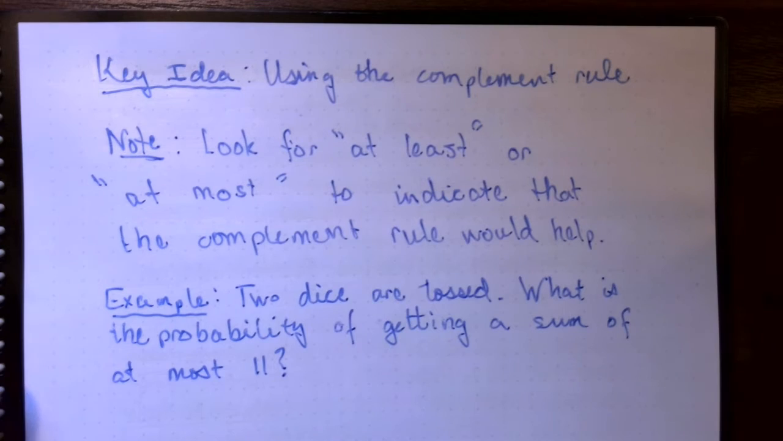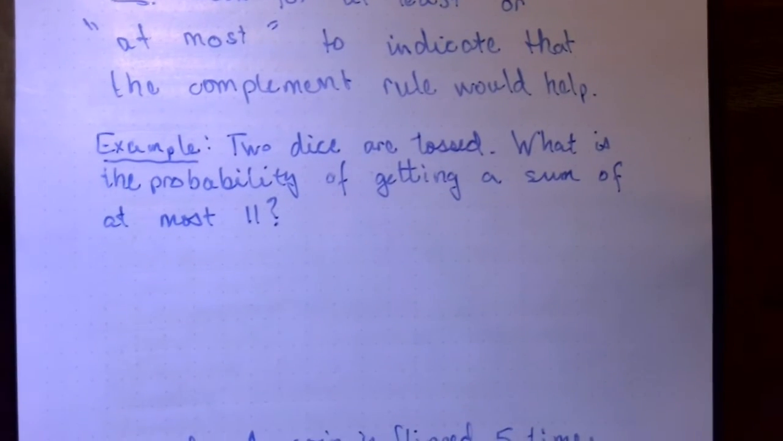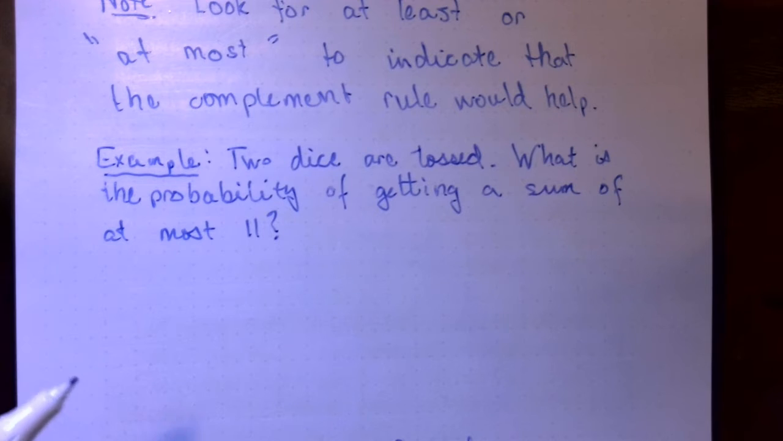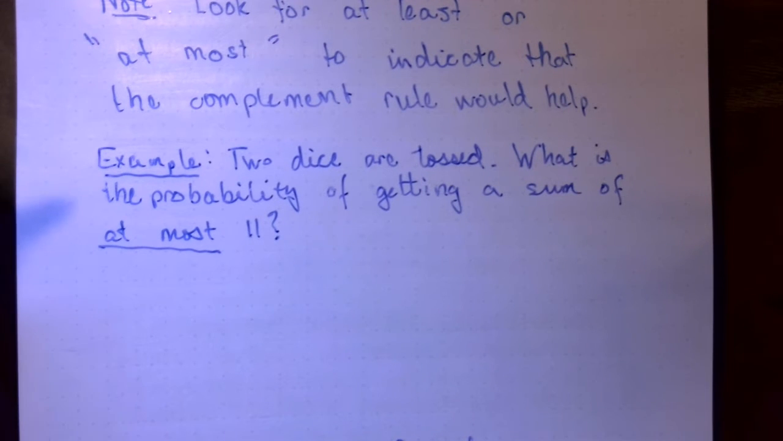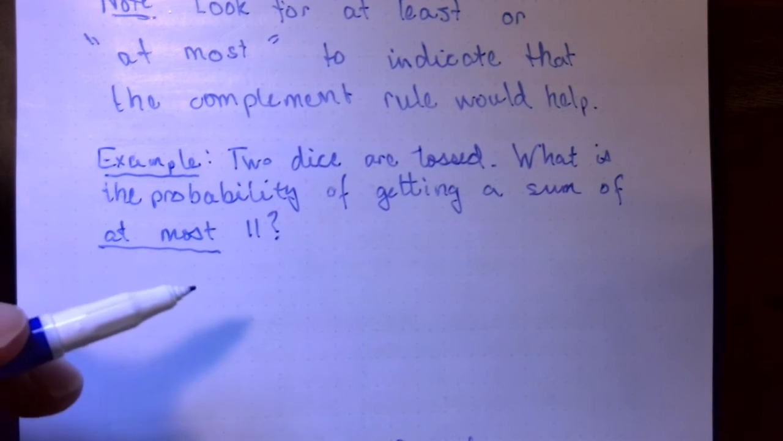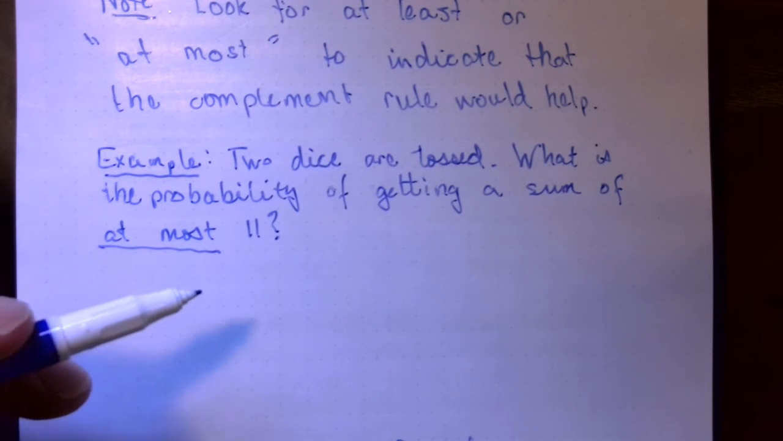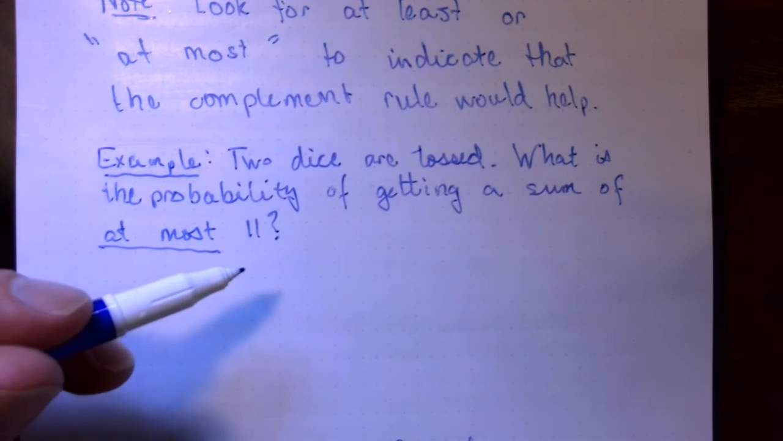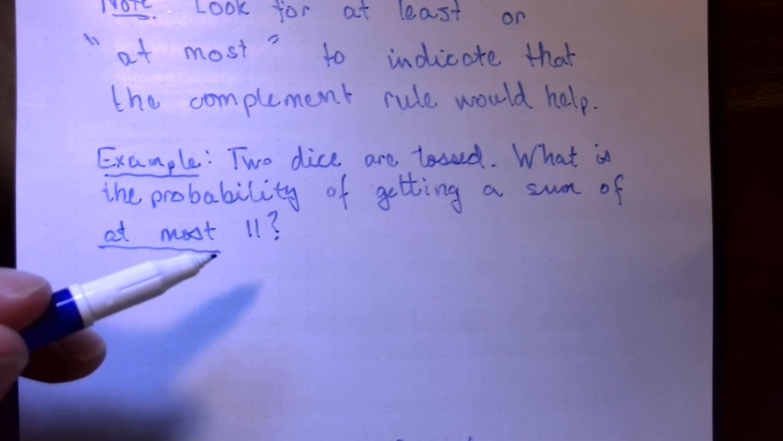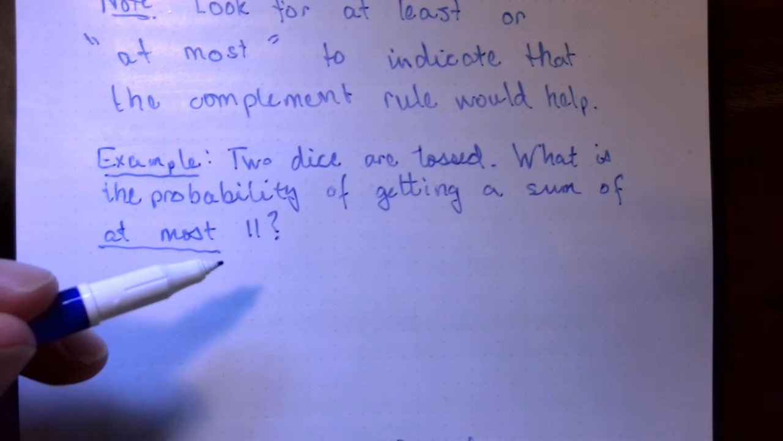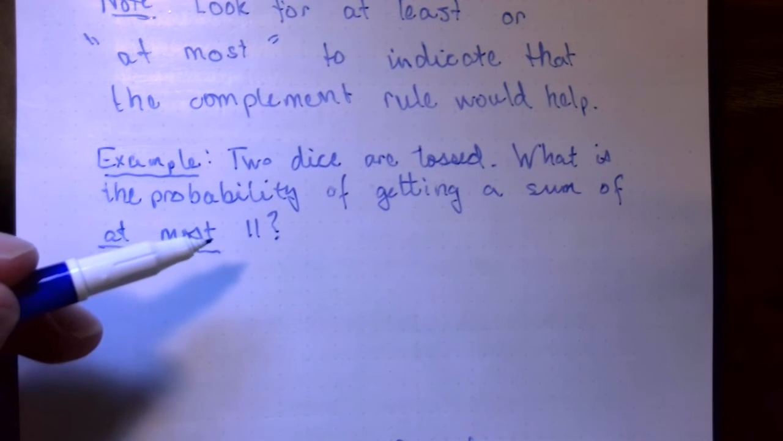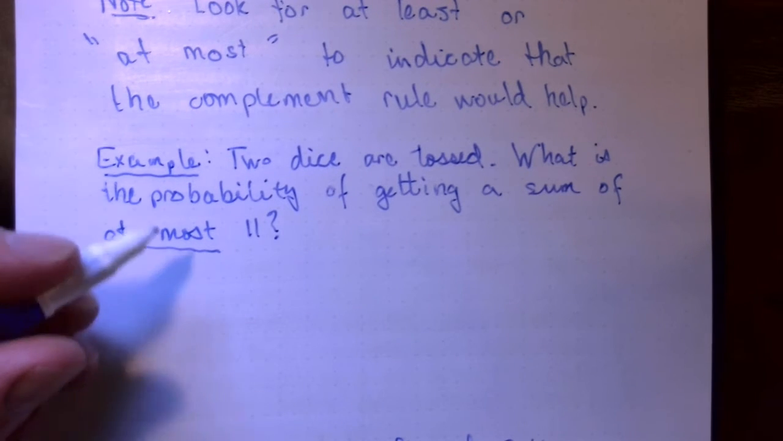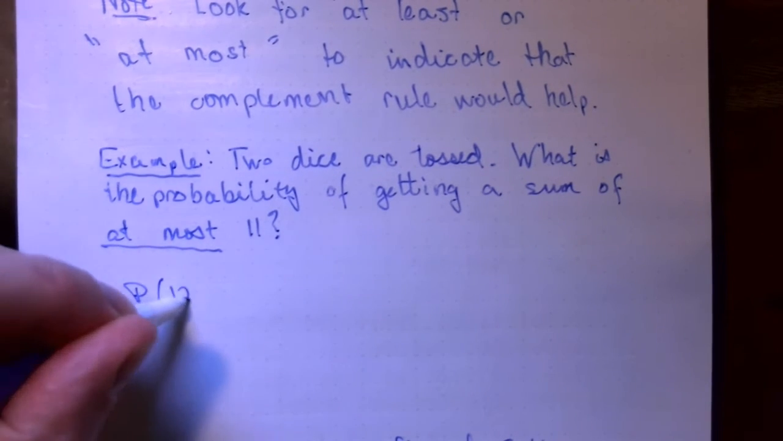So for example, let's look here. Two dice are tossed. What is the probability of getting a sum of at most 11? So in this case we want 11 or less. Now there's a bunch of ways to do that. You could get any sum from 2 through 11 inclusive, and it would meet your success condition. So we could break this down into all those separate events and apply the addition rule, but there's a simpler way to do it. We're looking at the probability of getting a 12.